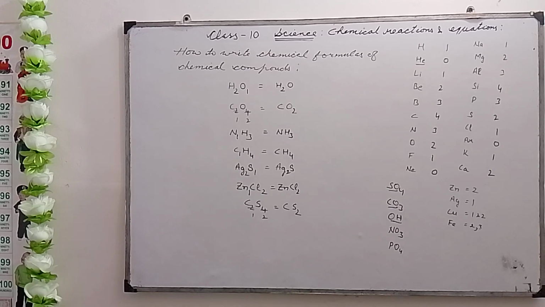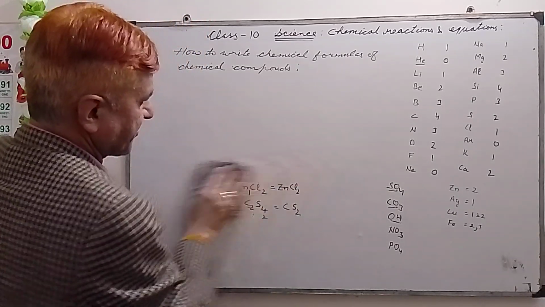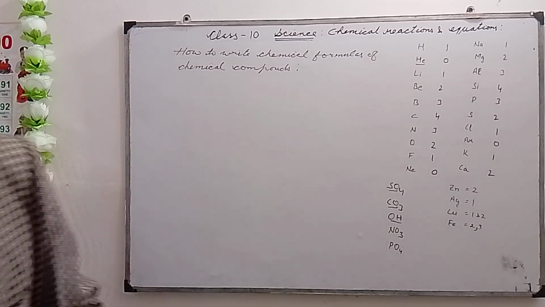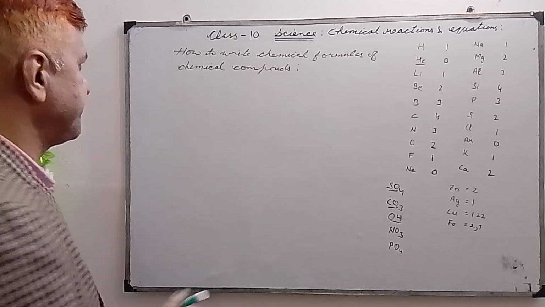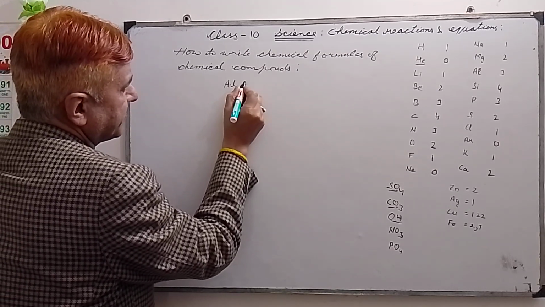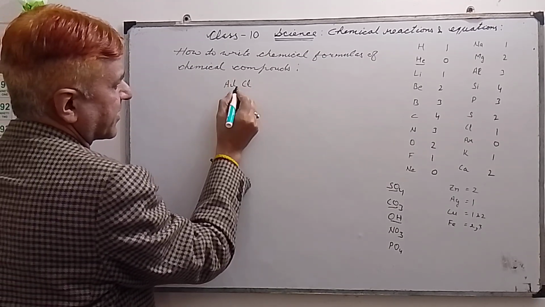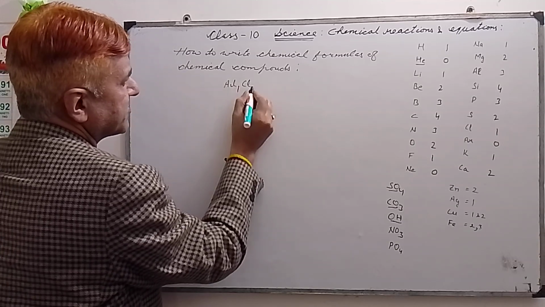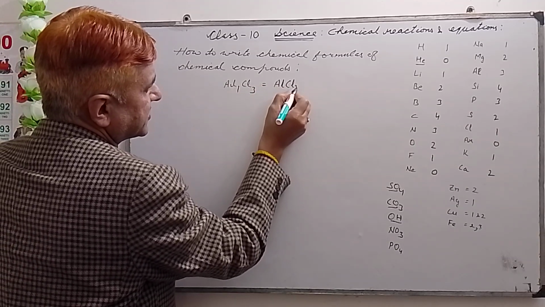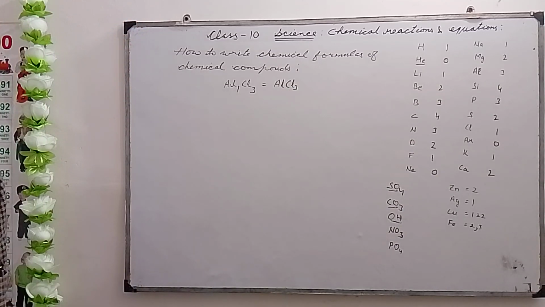Then we have aluminium chloride. Aluminium chloride is made up of aluminium and chlorine atoms. What is the valency of chlorine? 1. What is the valency of aluminium? 3. So this is equal to AlCl3.